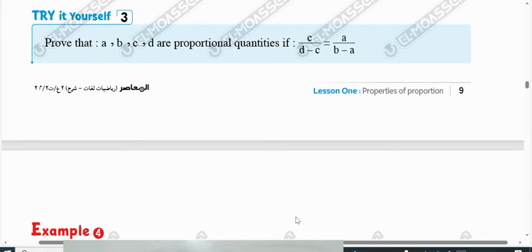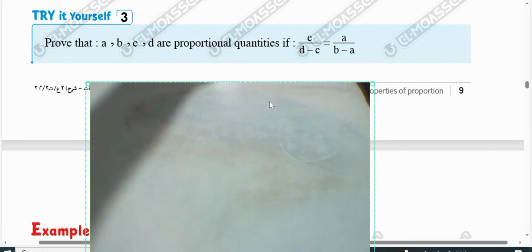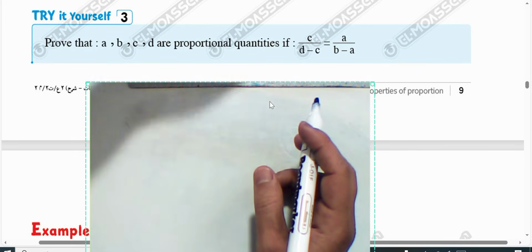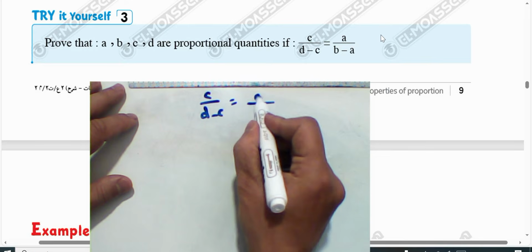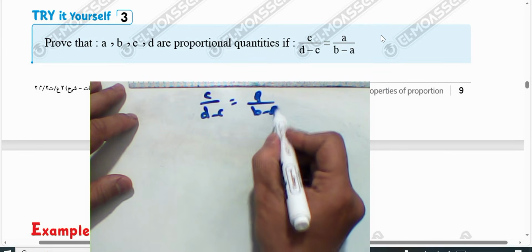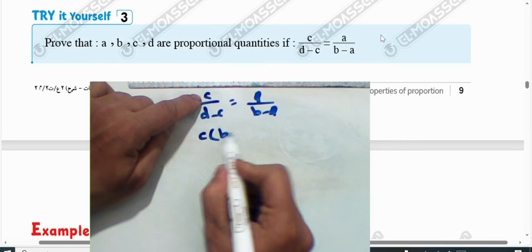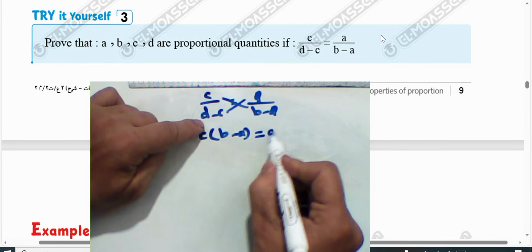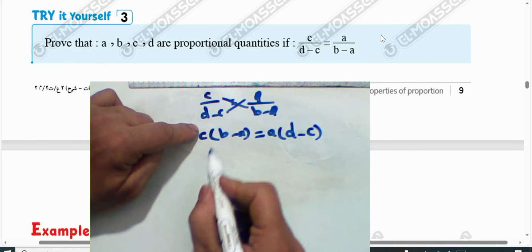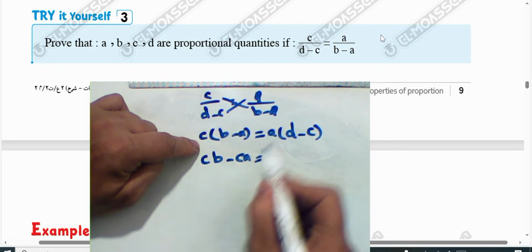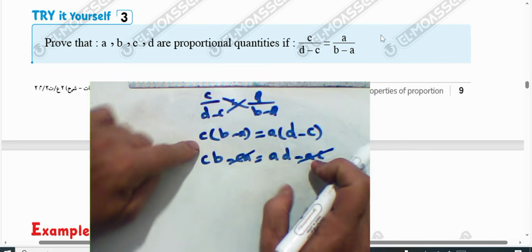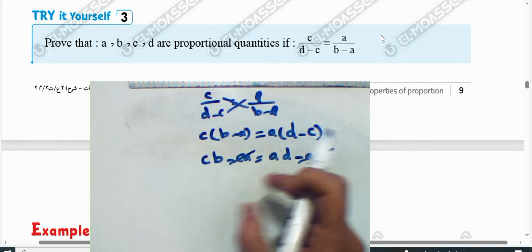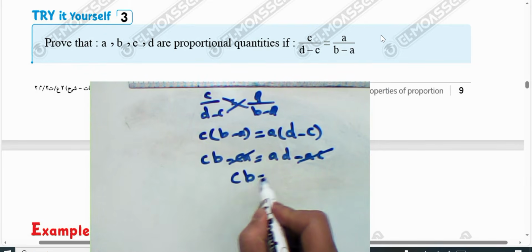Next question, we can prove that a, b, c, d are proportional if c over d minus c equals a over b minus a. First step, I will take the product to find the result. C over d minus c is equivalent to a over b minus a. The product of extremes equals the product of means. C times b minus a equals a times d minus c. C times b equals cb and c times a equals ca. A times d equals ad. A times c equals ac. We have ac and ac, they are equivalent. If you move the negative ac from the left hand side to the right hand side, they cancel together. Then the last step, cb will be equal to ad.